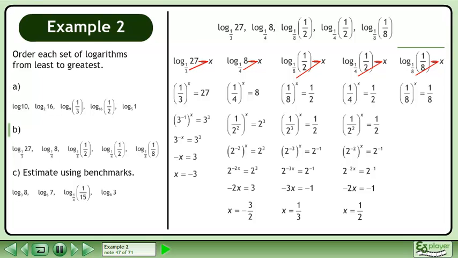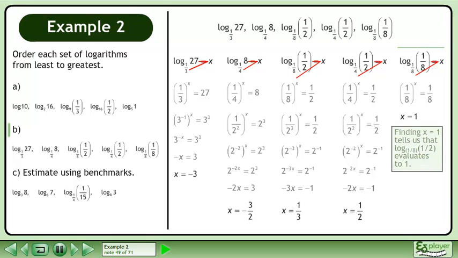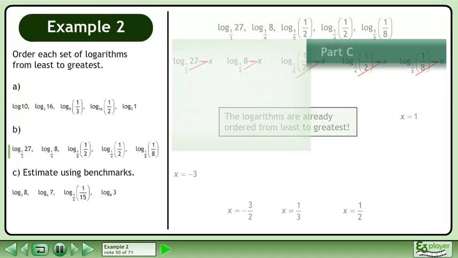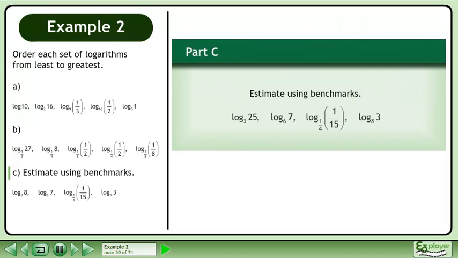The next logarithm can be written as 1 over 8 to the power of x equals 1 over 8. This gives us x equals 1. Finding x equals 1 tells us that the 1/8 base logarithm of 1/8 evaluates to 1. The logarithms are already ordered from least to greatest. Now we'll move on to part C. Estimate the order using benchmarks.